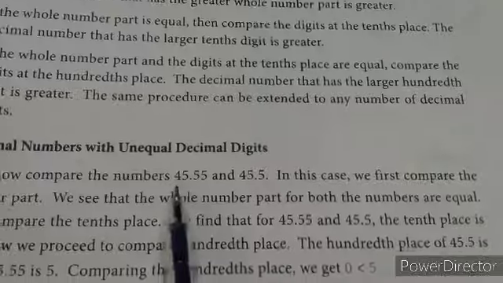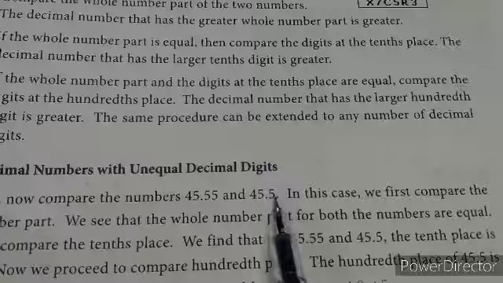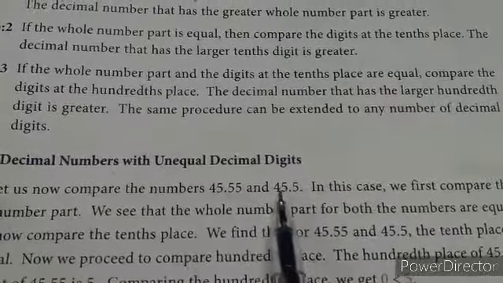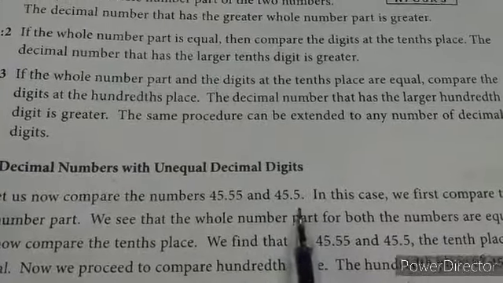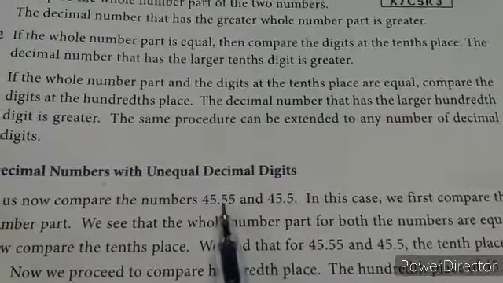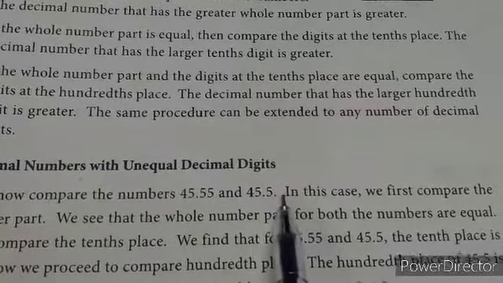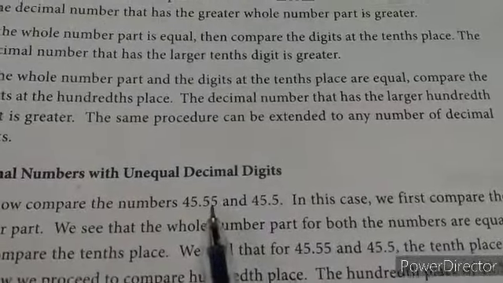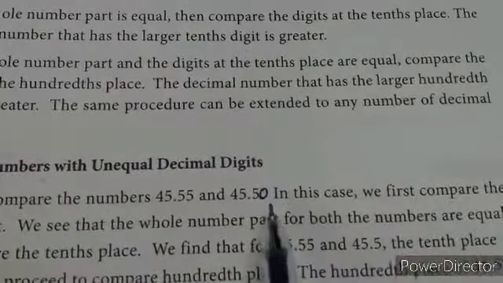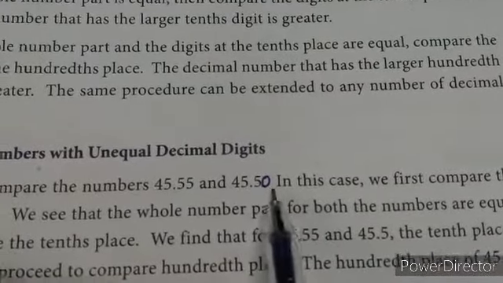For example, here are given 45.55 and 45.5. In this case, first you have to compare the whole number part. Both whole number parts are 45. Then move to the decimal part and compare the 10th place. The 10th place is 5 here and 5 here also. Move to the next place, the 100th place. Here it is given as 5 and here we have to assume 0. Now the decimal parts are 5 and 5, and 5 and 0.